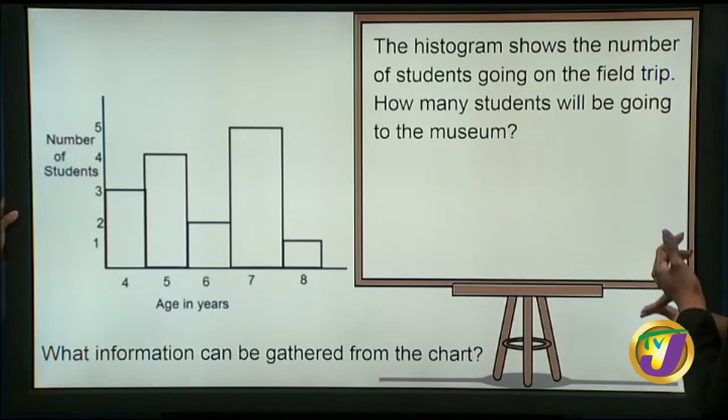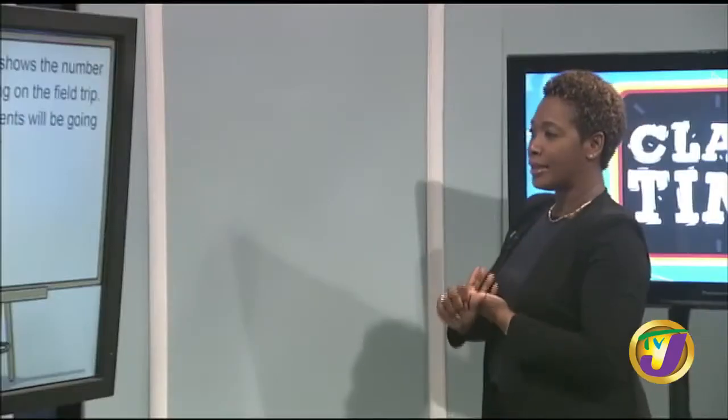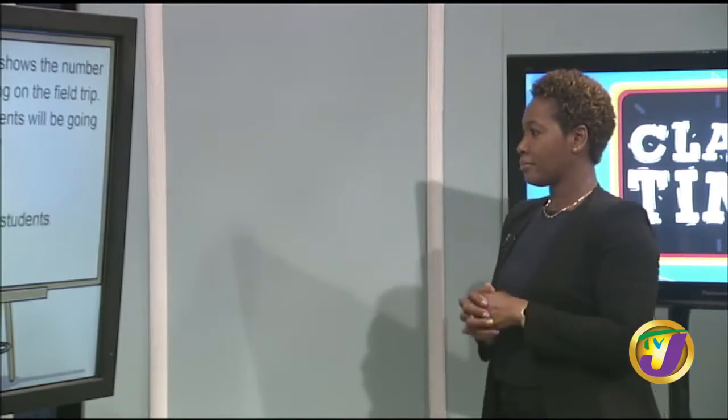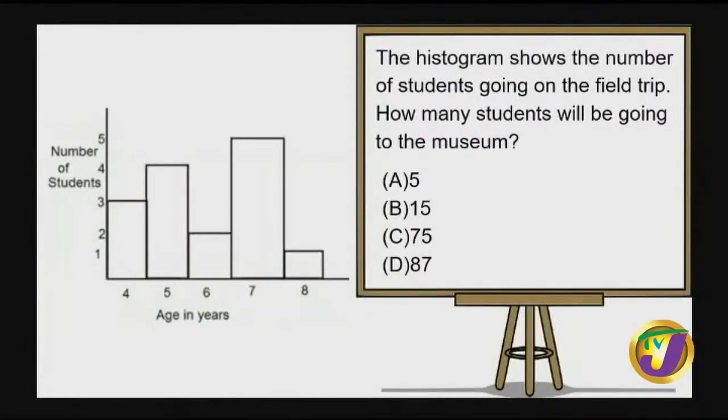So you have 3 four-year-olds, 4 five-year-olds, 2 six-year-olds, 5 seven-year-olds, and 1 eight-year-old. Right, so we are going to add them, and when we add them, we arrive at 15 students. So your options, there you go. B. Now, if you did choose D, 85 students, or 87 students. Wow.